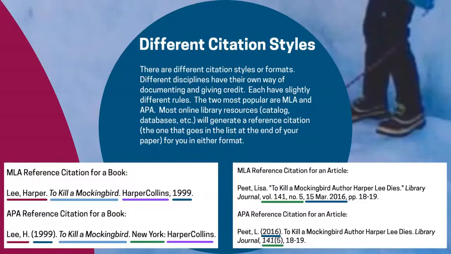And then when it comes to the title of the article, MLA wants it in quotation marks, APA doesn't. And for page numbers, MLA wants PP as an abbreviation for the page numbers, and APA doesn't.